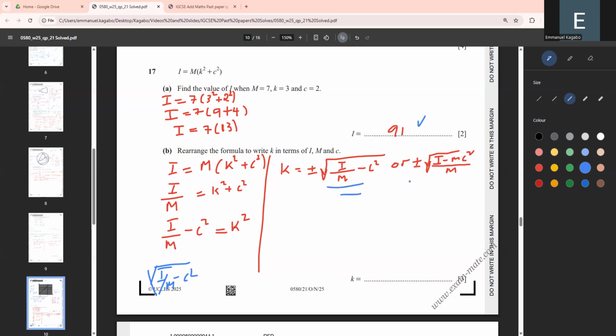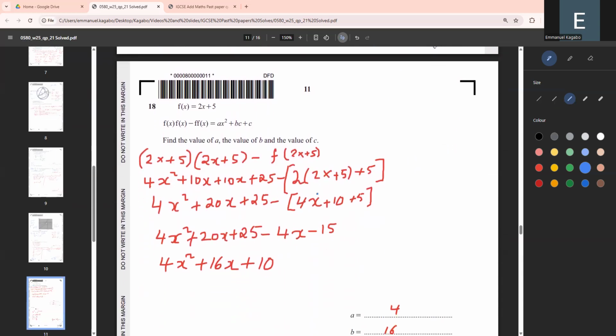You can find little c, or you keep it like that. It doesn't matter. So the final answer here is supposed to be plus or minus the square root of I over m minus c squared. Okay, I hope you have understood. Next question. f(x) is given by that.